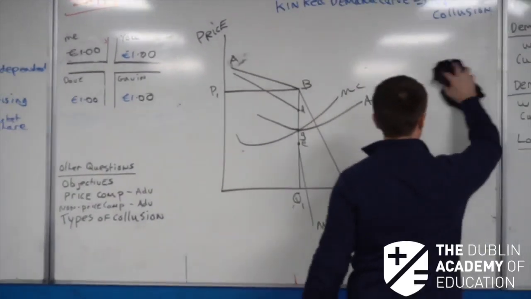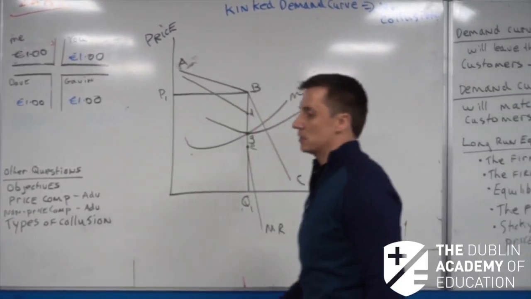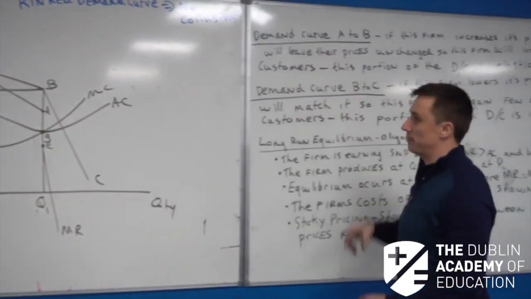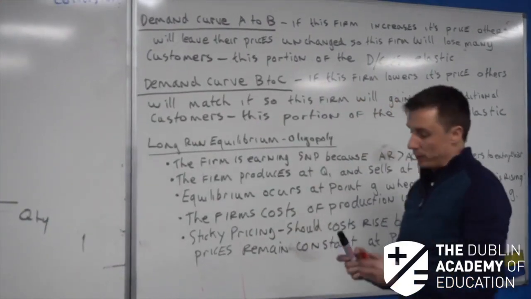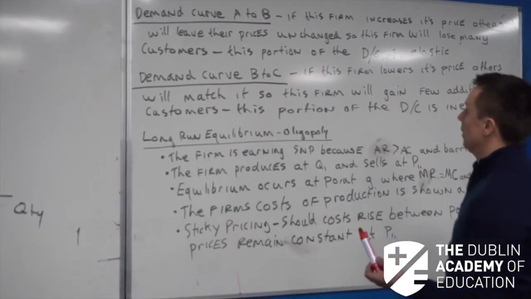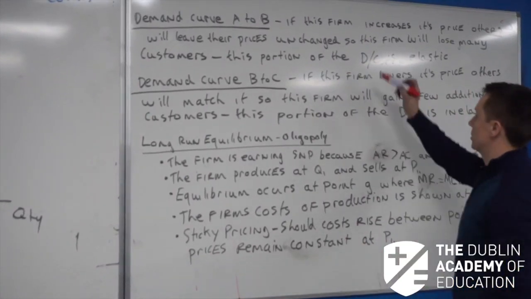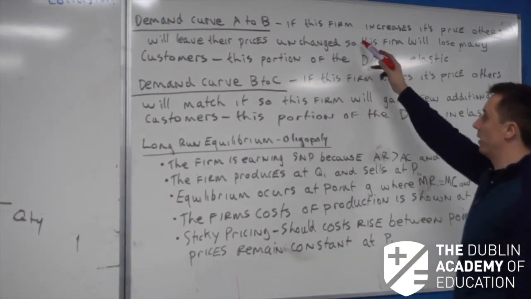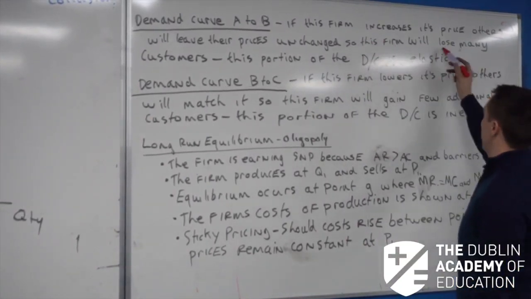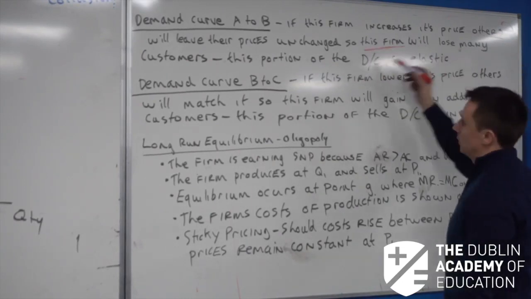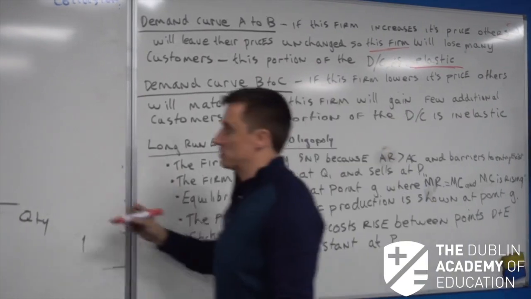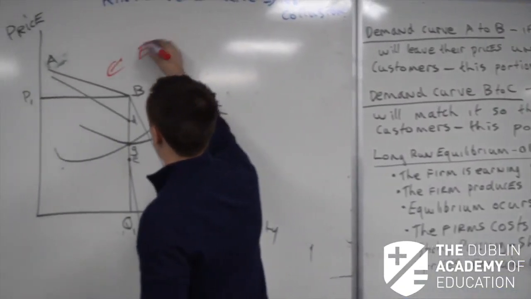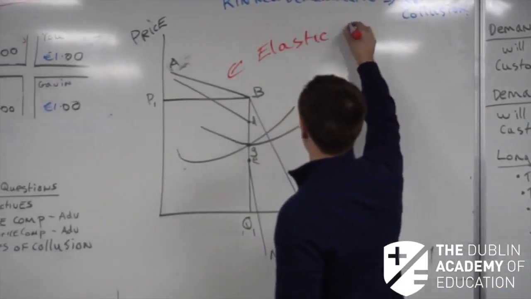Now they're breaking this into a couple of parts. So the first thing to look out for is to explain the demand curve. Demand curve from A to B: if the firm increases their price, others will leave their prices unchanged. Remember the case I told you, if I knock my price up to 180, you guys aren't going to follow me. So the firm will lose many customers. This portion of the demand curve is elastic. So from A to B, it's going to be elastic.